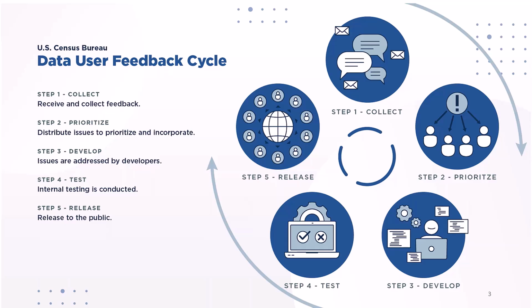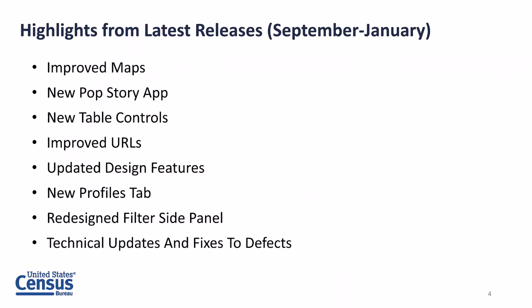We develop data.census.gov in an agile development process. This means that we are continuously looking, actively seeking, and analyzing feedback that comes in in order to inform product development and make the site work better for you. So specifically, we're collecting, prioritizing, and developing solutions based on the feedback we receive. We test those solutions internally and then release them to the public every few weeks. Based on the feedback that we've received, we're going to be talking today about those updates from September through January.